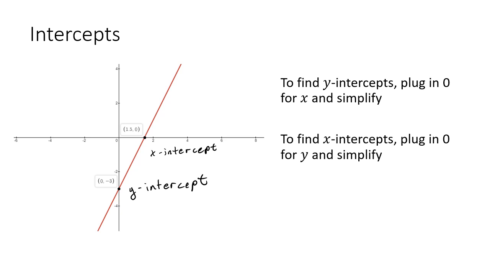And now, although we're talking about these with respect to lines in particular right now, this is actually true of all graphs, no matter what you're working with. Once we start talking about quadratic functions later on in the course, you want to find x-intercepts, plug in 0 for y. You want to find y-intercept, plug in 0 for x. That will always be true.